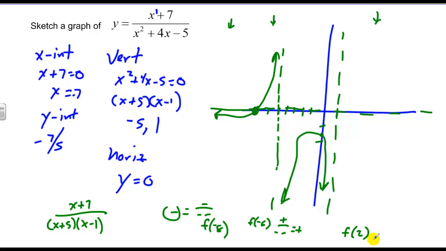Now when I go over to 2 and plug that into this function, I get a positive on top, positive, positive. So everything's a positive, and it's not going to cross that horizontal asymptote because in this case, the only x-intercept is at -7. So that's going to kind of be what the graph looks like.